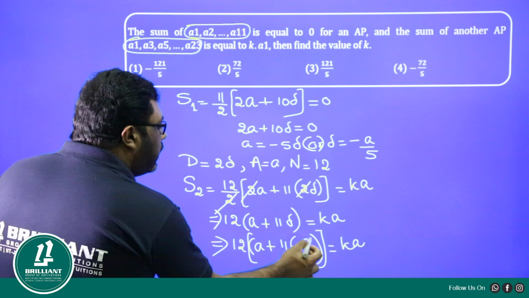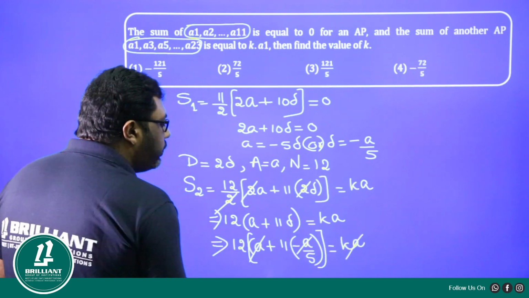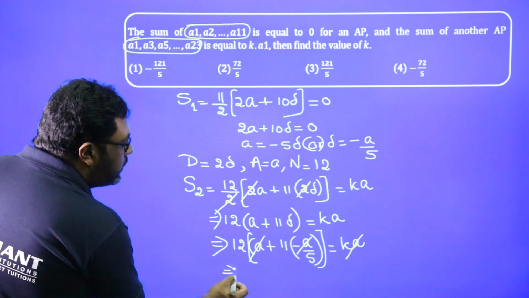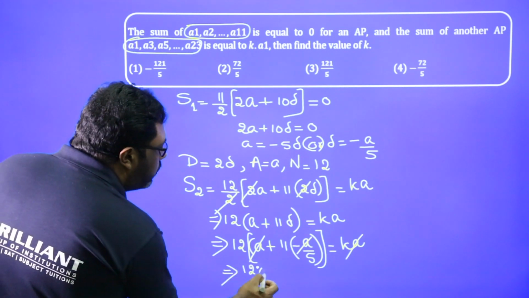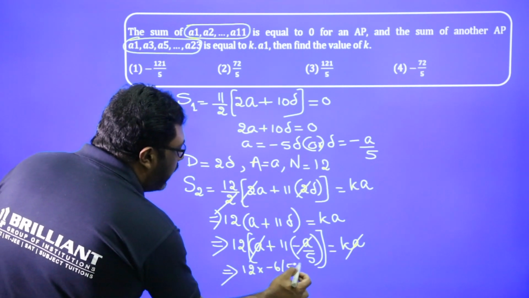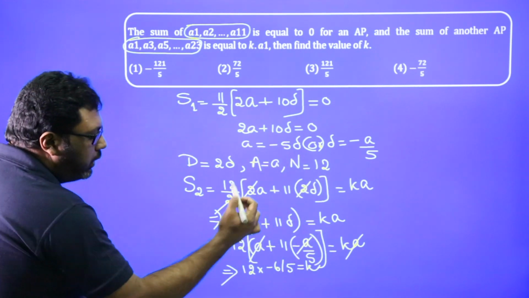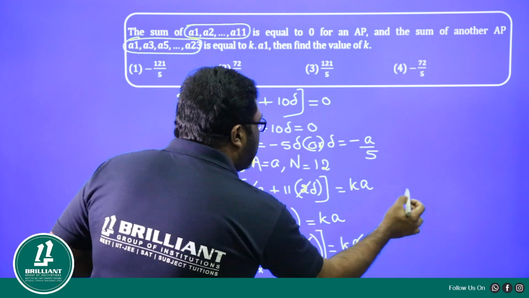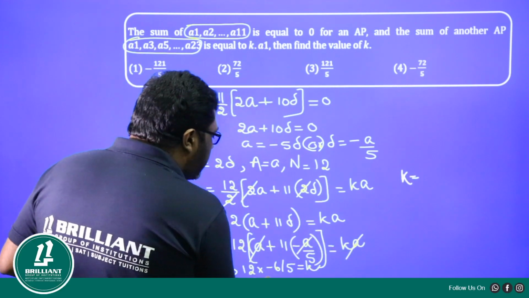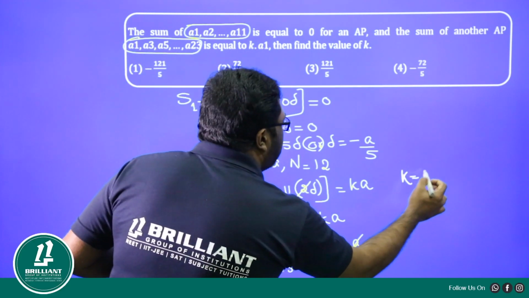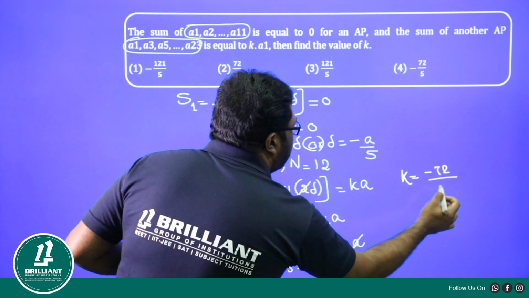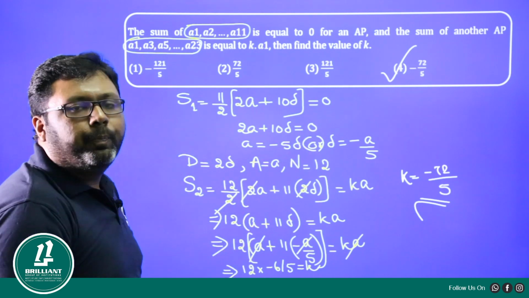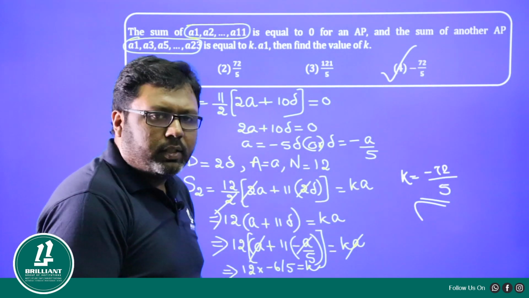Yes, now I can take out the a throughout. Now this becomes 5 minus 11, LCM is minus 6. So 12 into minus 6 by 5 is equal to k. Yes, so what is the final answer now? The final answer, k is equal to minus 72 divided by 5, which is option number 4. Which is a very simple question, very easy.